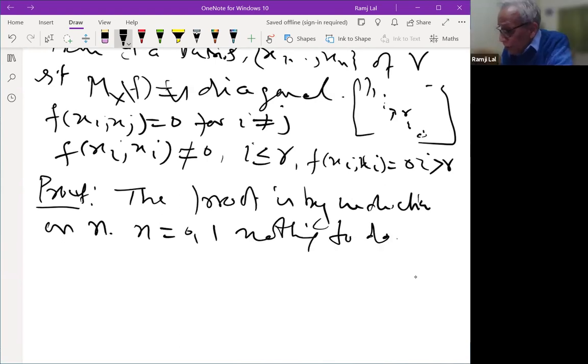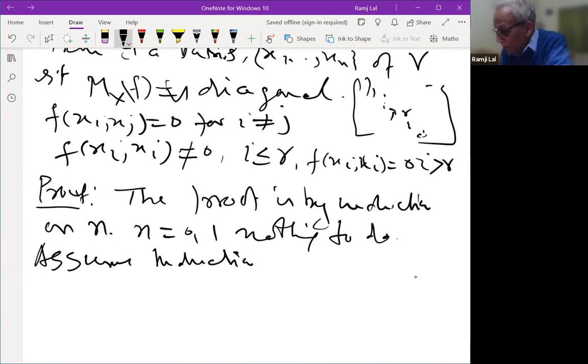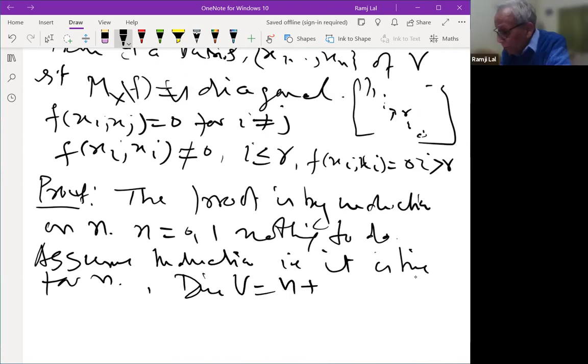So now assume the induction hypothesis. That is, assume the statement is true for n. And let us suppose that the dimension of V is n plus 1. So we want to prove it for n plus 1.